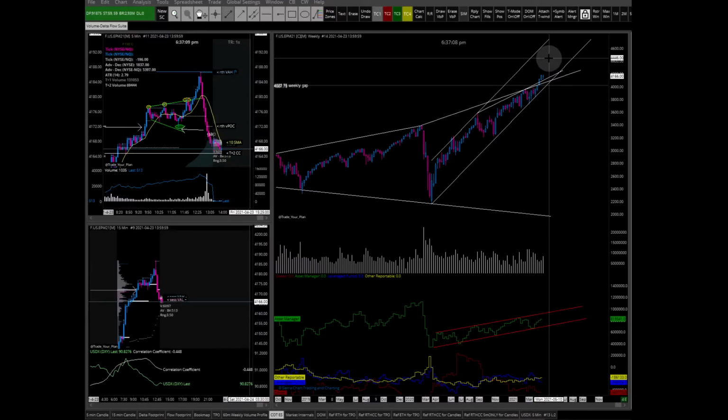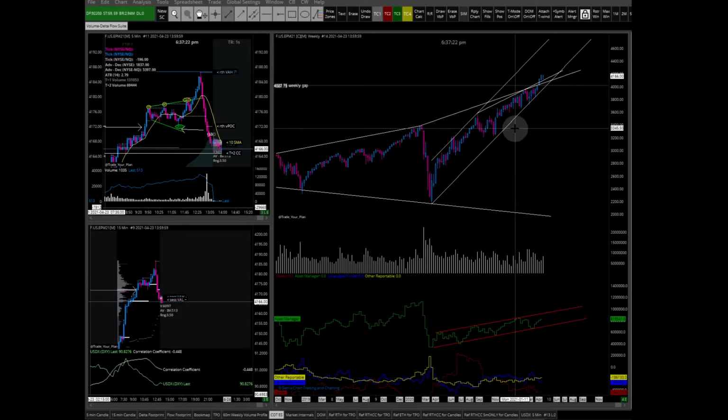If we're parabolic into earnings, those earnings better be amazing. And even if they're amazing, they may not be amazing enough because the markets are already too vertical. So think about that for timing.